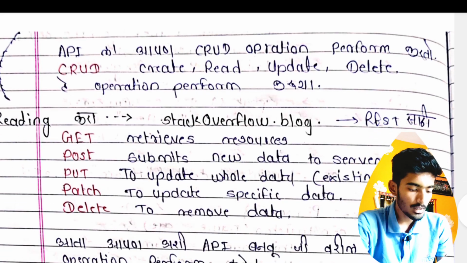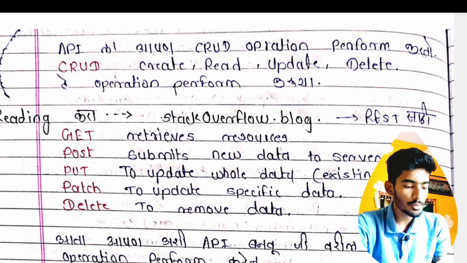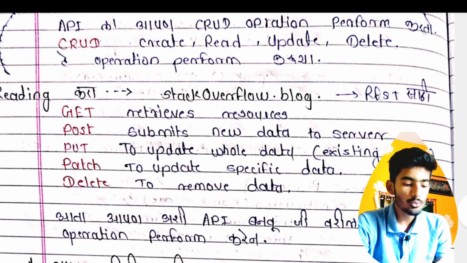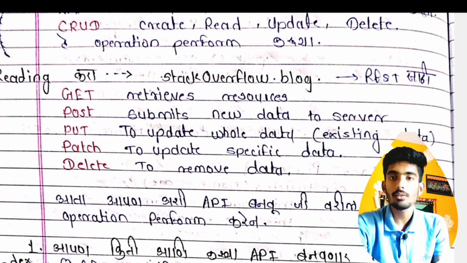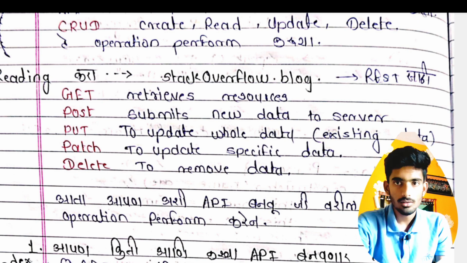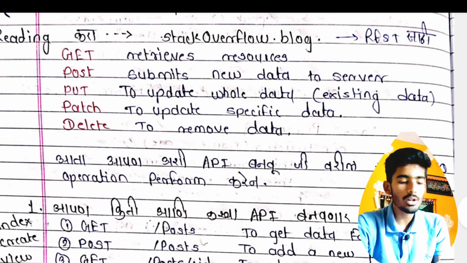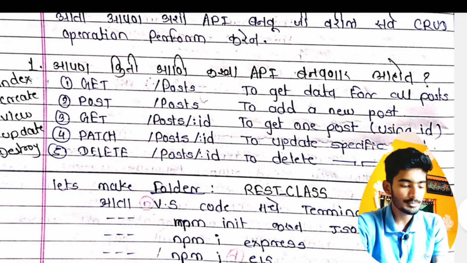Now ahead are the CRUD operations. As I told you, there are GET request, POST request, PUT request, PATCH request, DELETE request. We use GET request to retrieve resources. We use POST request to submit new data to the server. We use PUT request to update the whole data. Why do we use PATCH request? To update specific data. To update the whole data, we use PUT request. To remove any data, we use DELETE request. Okay, so these were the CRUD operations.